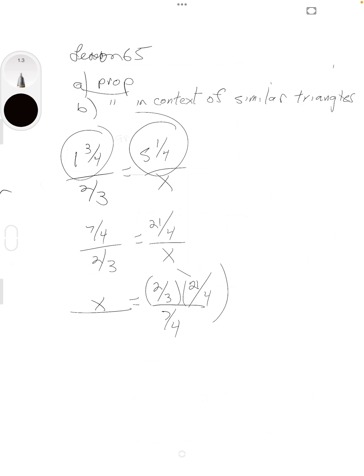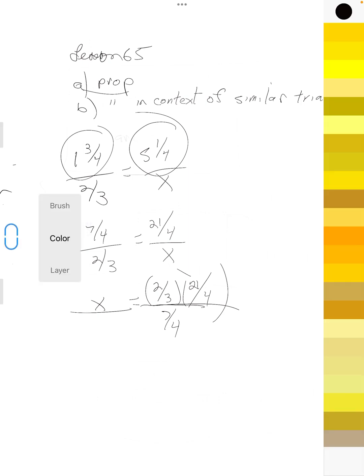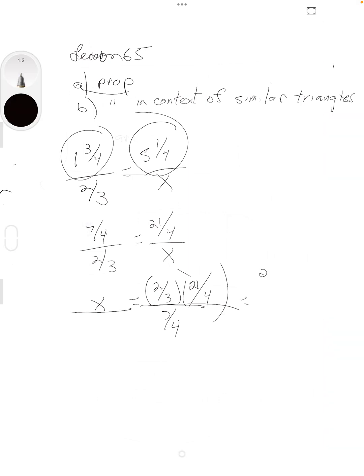Well, I'm now going to do the problems, and notice I'm going to do this top part first. It's this over that. So what is this? Well, I'm going to think about it this way, write a little bit different. 2/3 times 21/4. Can I reduce that? Yeah. 21 over 3 is 7. 2 over 4 is 2. So I end up with 7/2 on the top and 7/4 on the bottom. Okay? So now that's 7/2 divided by 7/4.